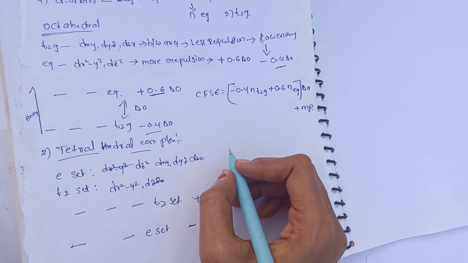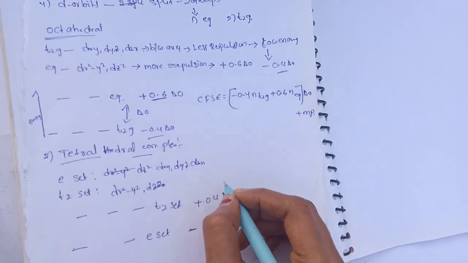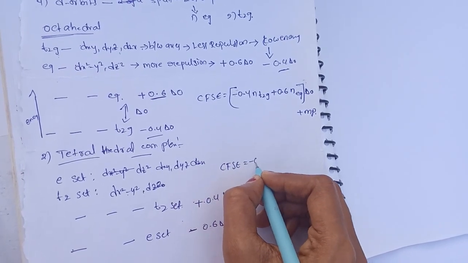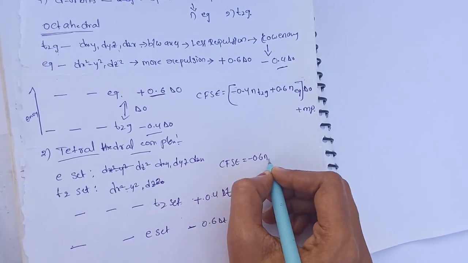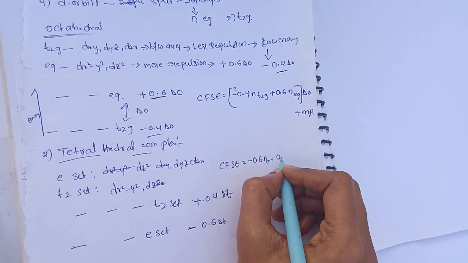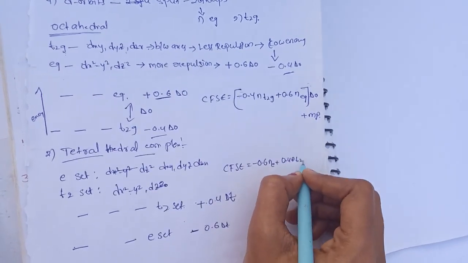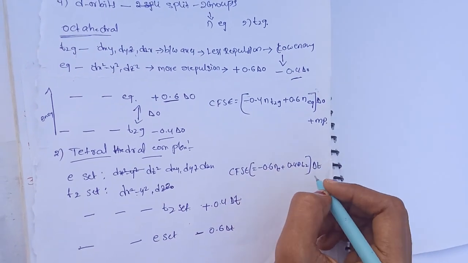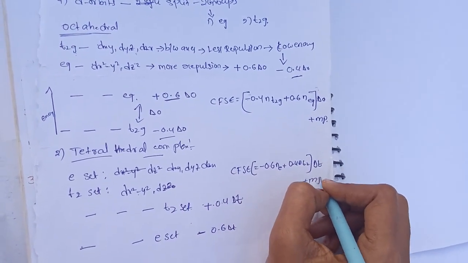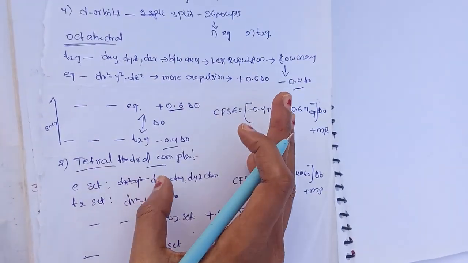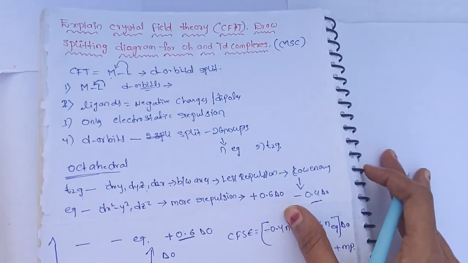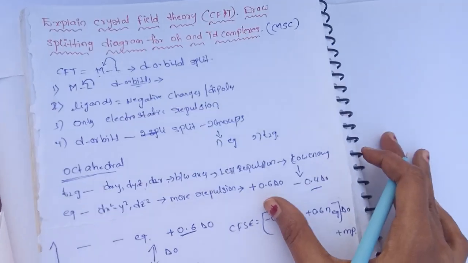So the CFSE is minus 0.6 times n of E plus 0.4 times n of T2, in units of delta T, plus the pairing energy. So this is the explanation for the T2 set and that means the CFT theory. So what is the CFT theory?